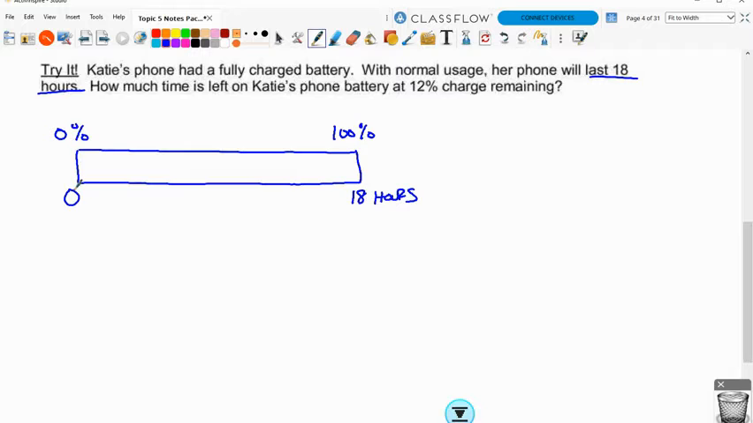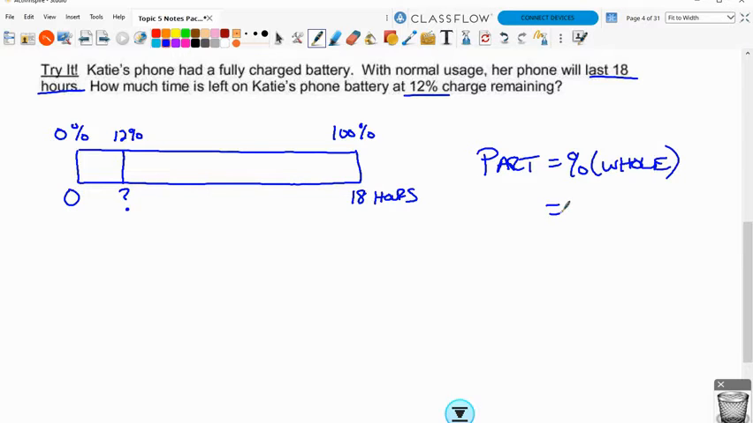0% is obviously 0 hours. They want to know how much time will be left when her phone battery is only at 12%. So right about here, we can say that that's about 12%. And again, we don't know how much that is going to be, but we can use our good old percent equation. Part equals percent times the whole.